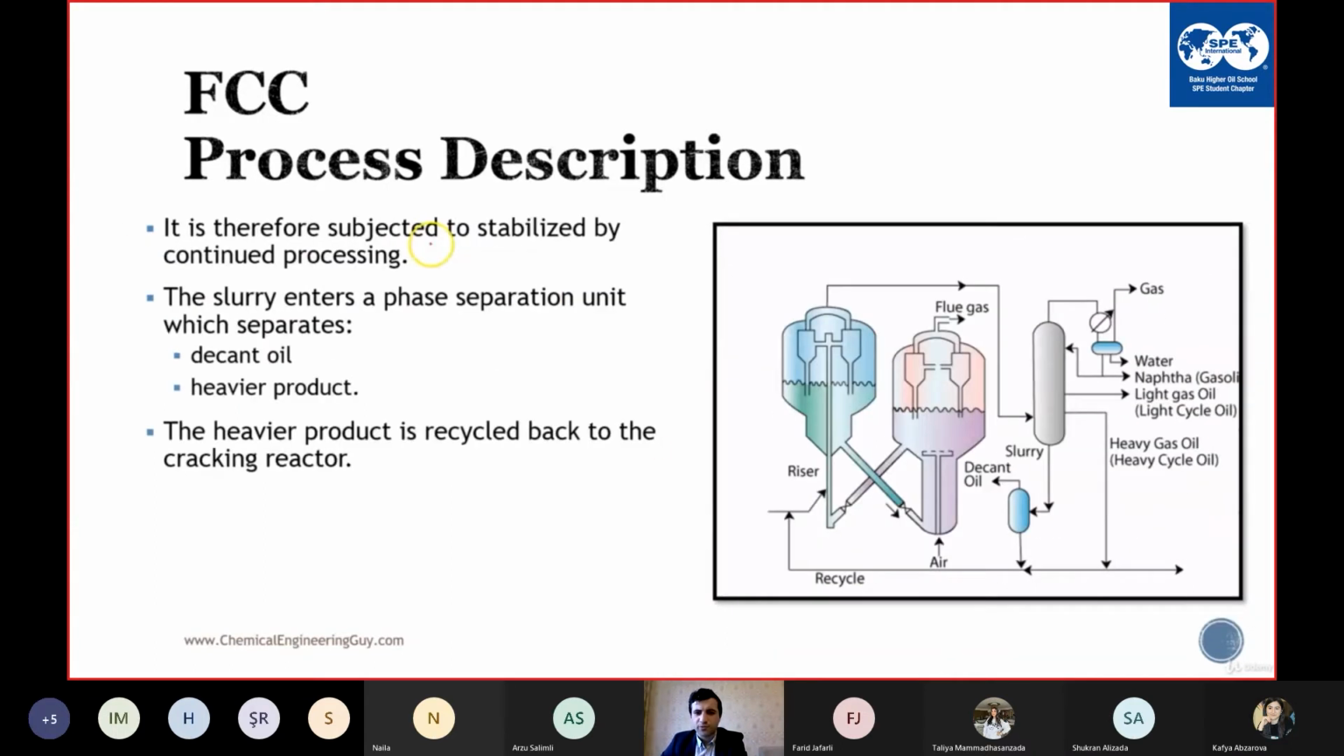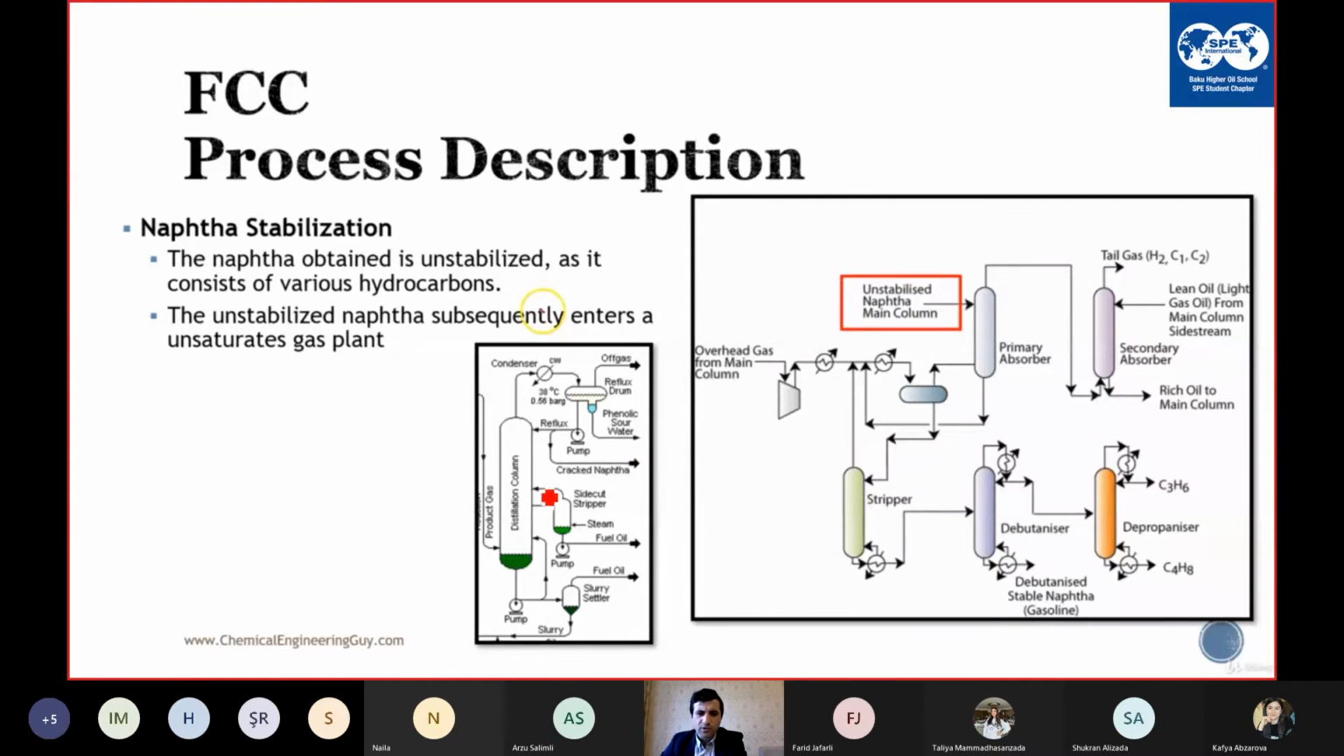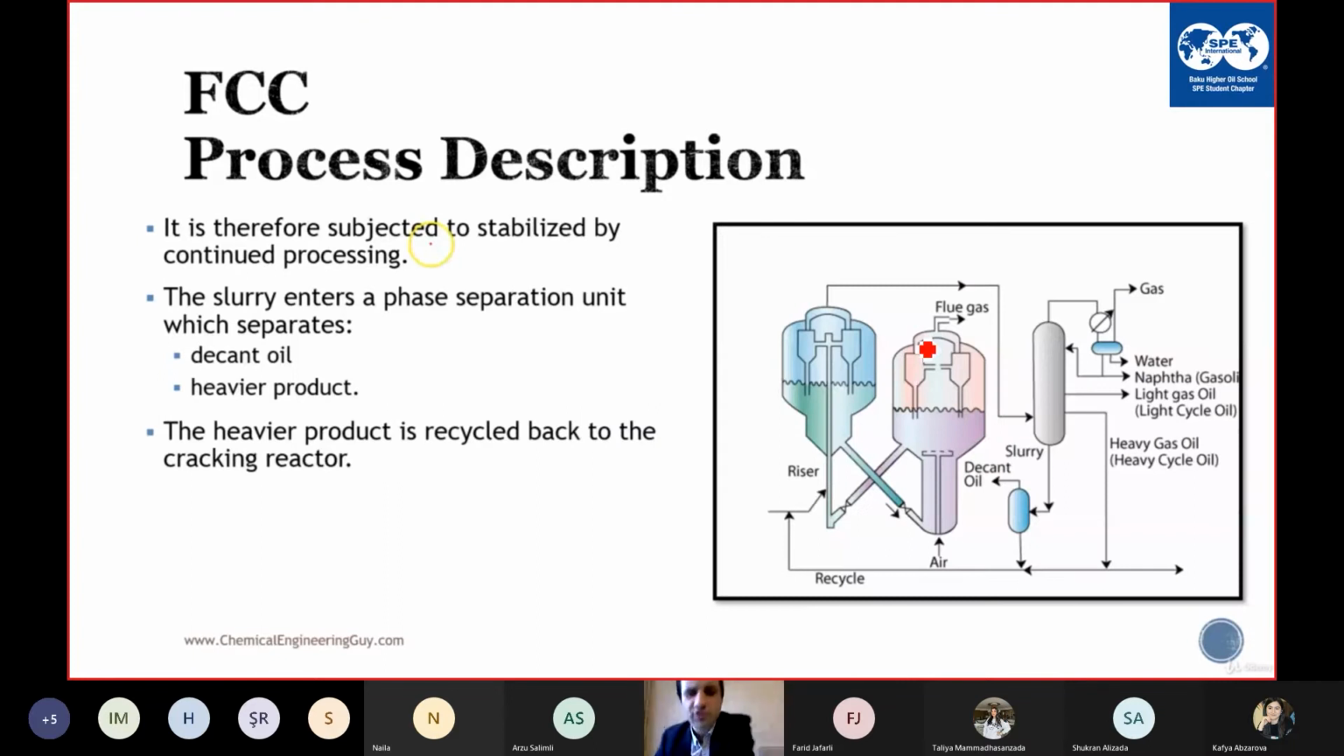Naphtha stabilization. So before naphtha stabilization, I will talk about the product separation. So you have the product here, the gases, which are sent to fractionation. Here we separate the gases, naphtha, gasoline, and LCO, HCO. HCO, some of it can be recycled back to the reactor, or it can be sent to DCU, delayed coker unit, to produce coke.